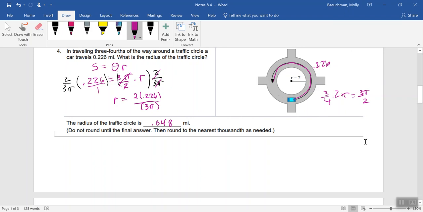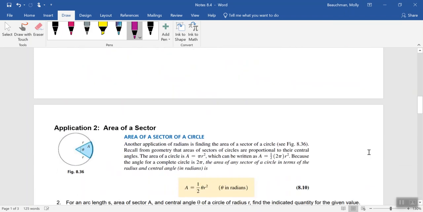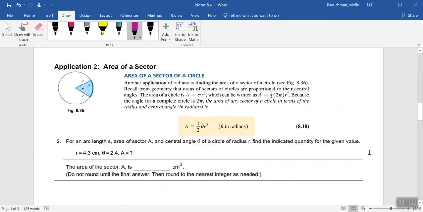All right, so that's our first application, our arc length. Next application is area of a sector of a circle. So this relates to the area of a circle. Another application of radians is finding area of a sector of a circle. Recall from geometry that areas of sectors are proportional to their central angles. The area of a circle is pi r squared from geometry, which can be written as A equals 1/2 times 2 pi times r squared.